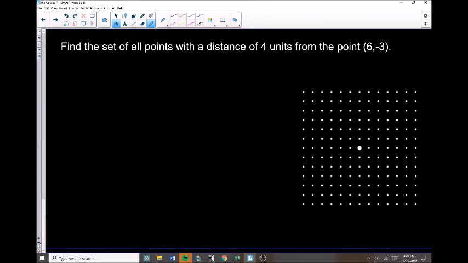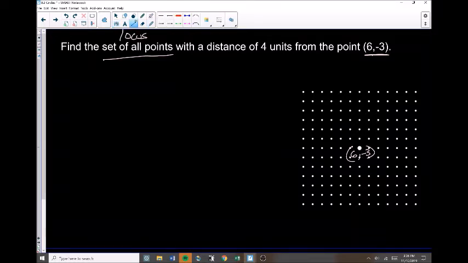Let's find the set of all points with a distance of 4 units from the point (6, -3). For the record, when you hear the term set of all points, we could just be calling this the locus. Not locust, there's no T, it's not a bug, it's just the locus, the set of all points. I want to be 4 distance from the point (6, -3). On this grid that I've set up, I'm going to call this the point (6, -3). That's going to be the center.